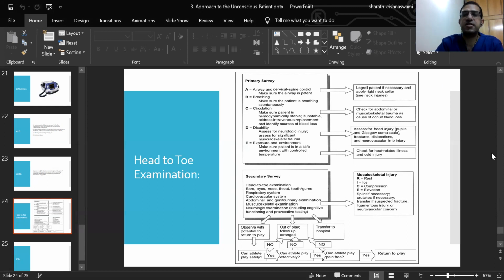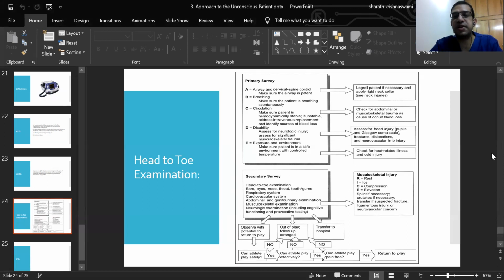The secondary survey is a head-to-toe examination. You will have to check his eyes, ears, nose, teeth, gums, his respiratory system, his cardiovascular system, his abdomen and genitourinary examination, a musculoskeletal system examination, and a neurological examination, including finding out whether he understands what you're saying and can respond to you intelligibly.